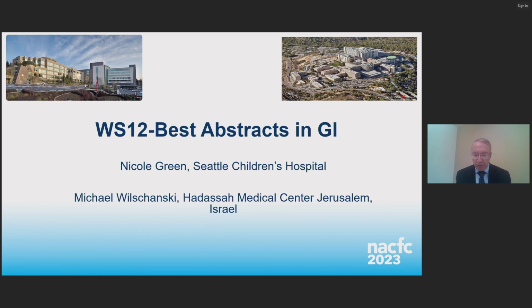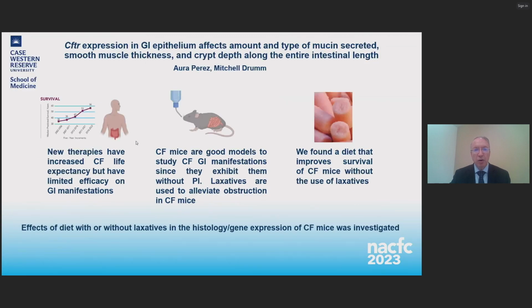So just a few words of introduction. We're going to have some great talks this morning. We're starting off with some basic science and going to some clinical studies. So the first talk will be from Kate Weston from Cleveland, Ohio.